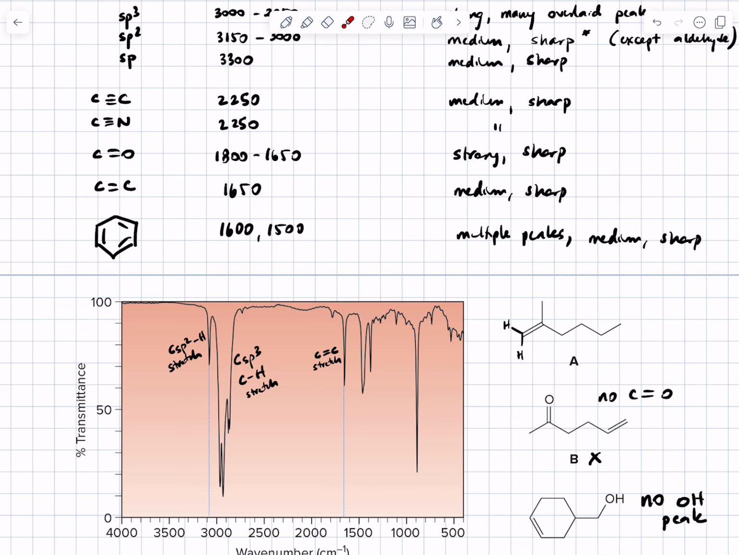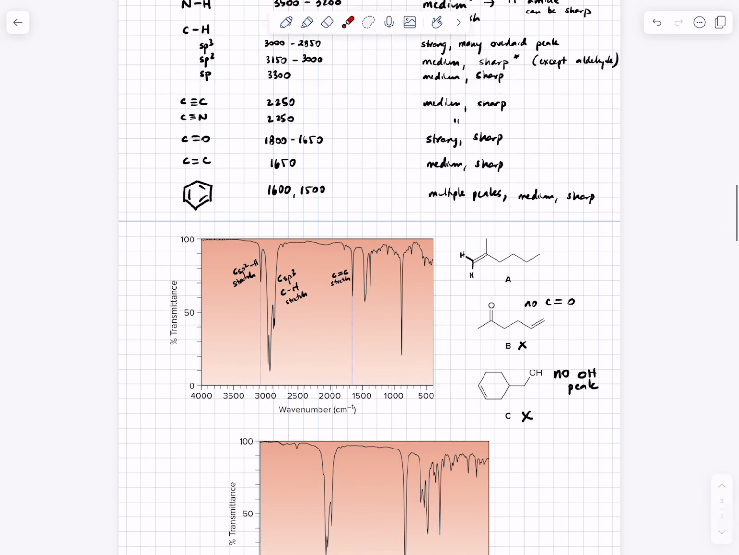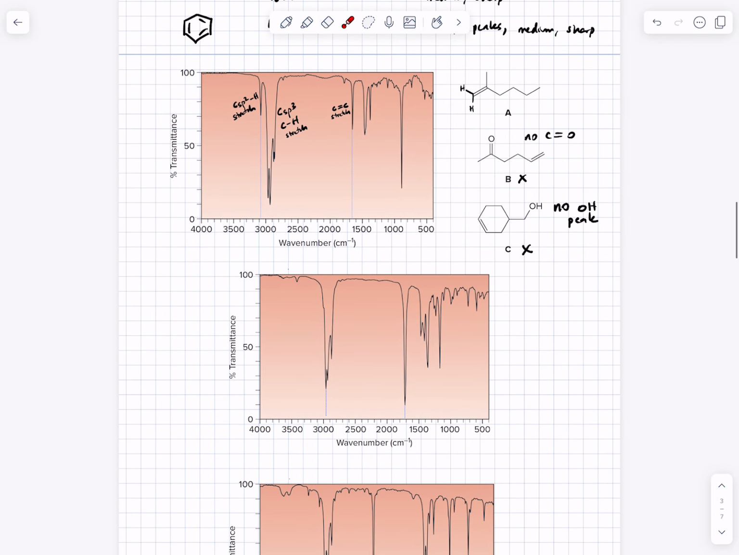Okay, so this can be useful in narrowing down the range of possibilities when you're trying to solve the structure. I'll take you through some examples.